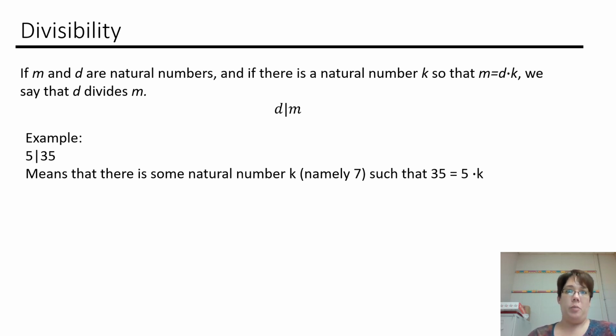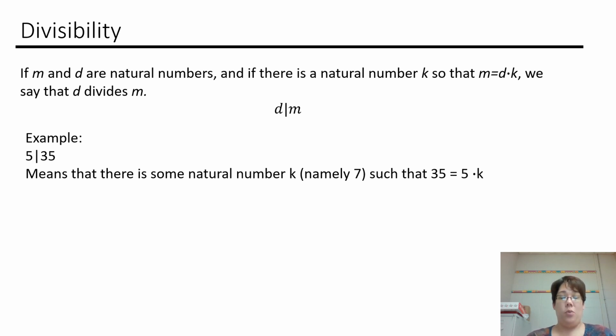So here you have a formal definition. If m and d are natural numbers, and if there is another natural number k, so that m equals d times k, we say that d divides m.